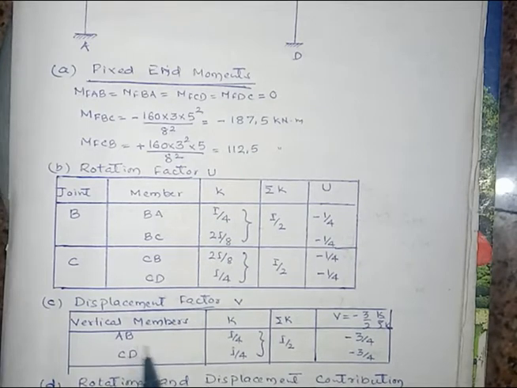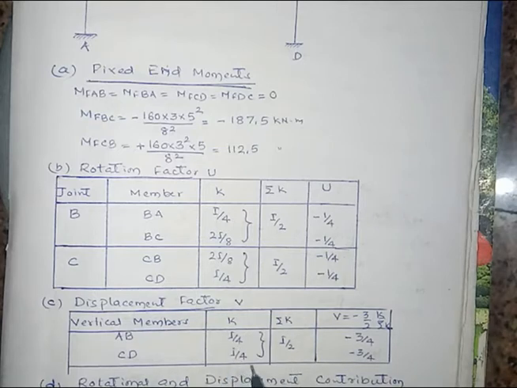Then for AB, k equals I by L, where the length is 4 meter and the moment of inertia is I, so that is I by 4. Similarly, for CD you get the same value, I by 4. I by 4 plus I by 4, the summation of k for this floor or story, is I by 2. Then the displacement factor for that floor is minus 3 by 2 into I by 4 divided by I by 2, that is minus 3 by 4 for both the members AB and CD respectively.